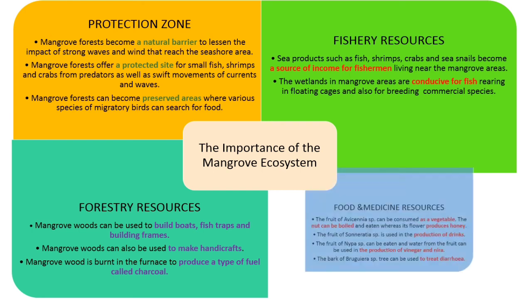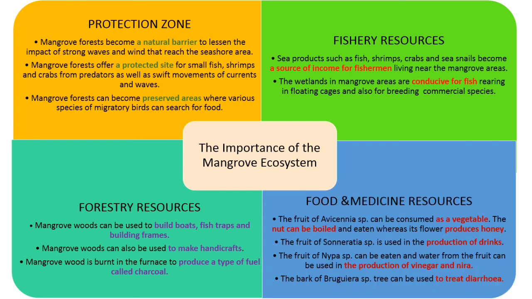Food and medicine resource. Okay, the fruit of Avicennia can be consumed as a vegetable. The nuts can be boiled and eaten, whereas the flower produces honey. The fruit of Sonneratia is used in the production of drink. The fruit of the Nipah species, or pokok nipah, can be eaten, and water from the fruit can be used in the production of vinegar and sugar. The bark of Bruguiera tree can be used to treat diarrhea.